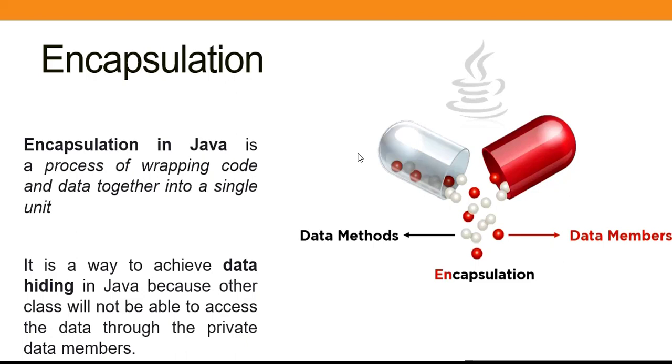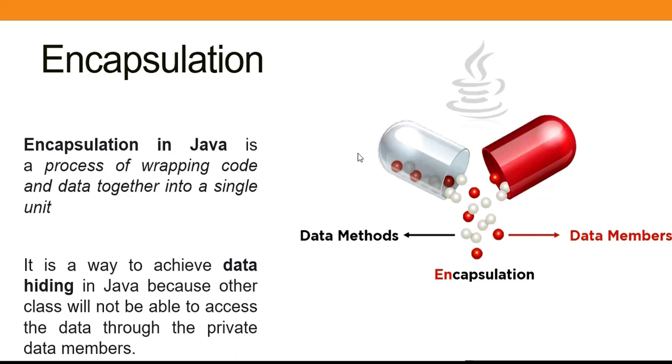It is the way to achieve data hiding in Java, because other classes will not be able to access the data through the private data members. In case you want to restrict some part of the code from the parent class, you have to specify the data members or the fields with the access specifier called private.